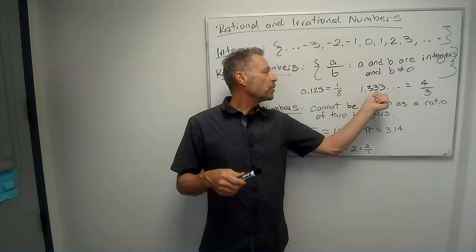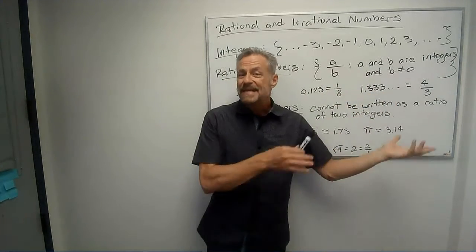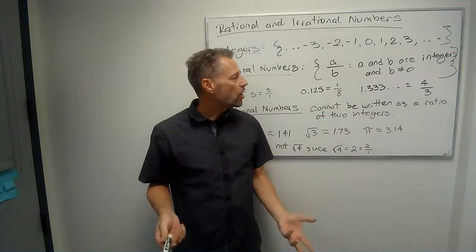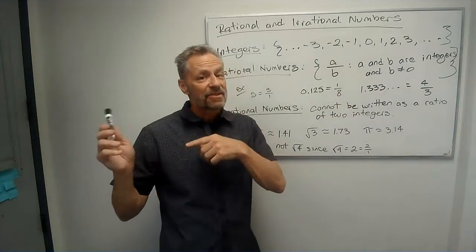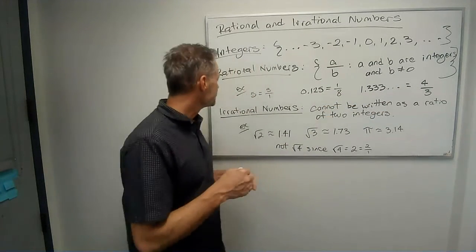Similarly, 1.333 repeating with the 3's, also a rational number. We can write that as 4/3. Again, see my other video if you want to see how to do that.